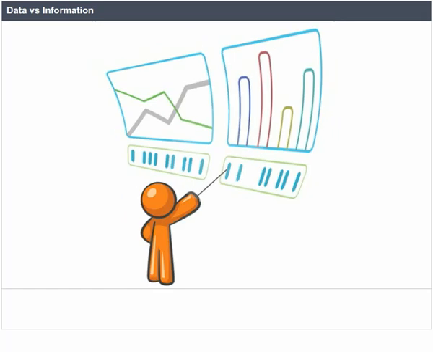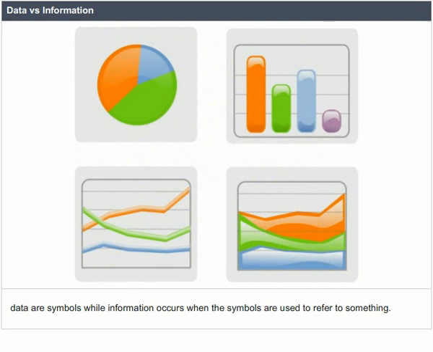Data versus information. Benon Davis uses the concept of a sign to distinguish between data and information. Data are symbols while information occurs when the symbols are used to refer to something.